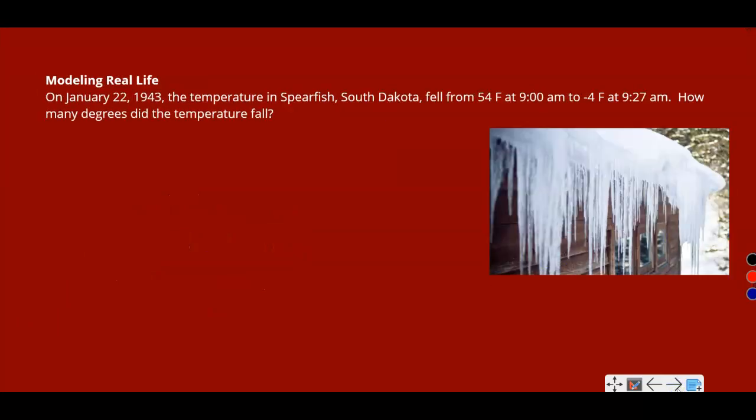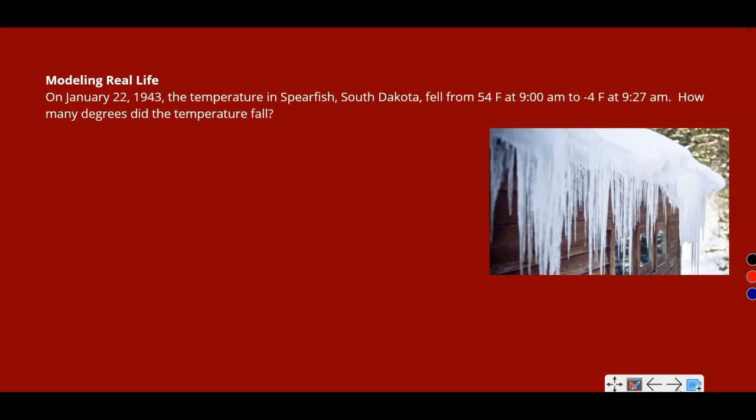All right, the next question says, on January 22nd, 1943, the temperature in Spearfish, South Dakota fell from 54 degrees at 9 a.m. to -4 degrees at 9:27 a.m. Shoo, in 27 minutes. That's a big drop. All right, so how many degrees did the temperature fall? That's what they want to know.